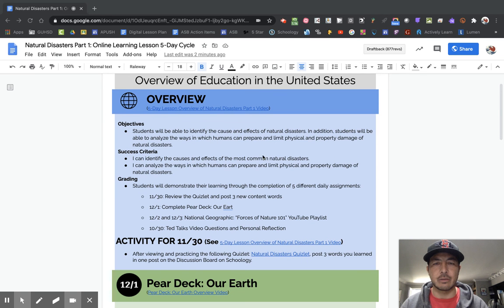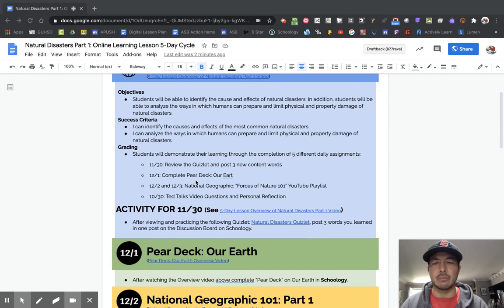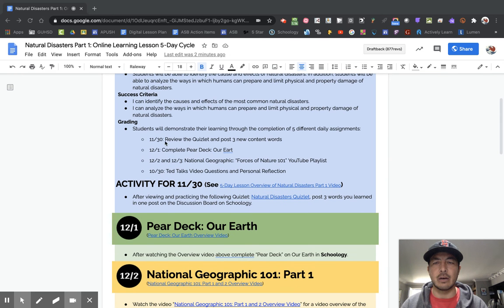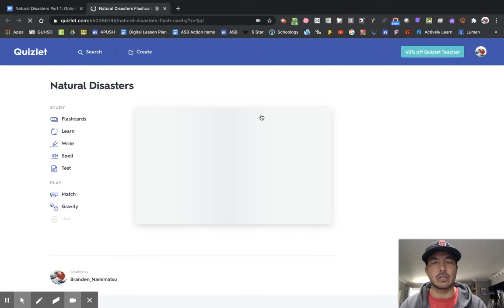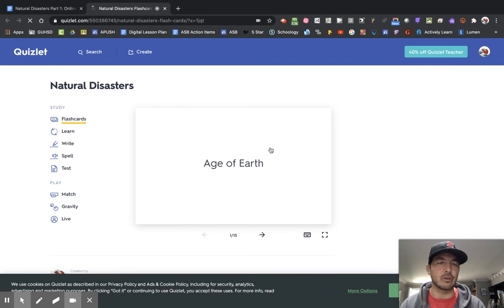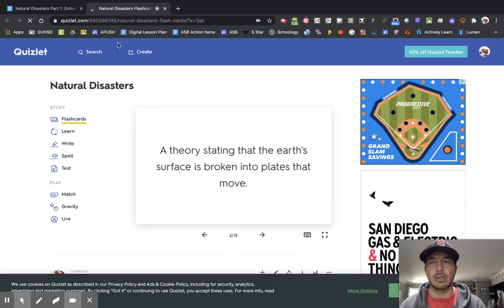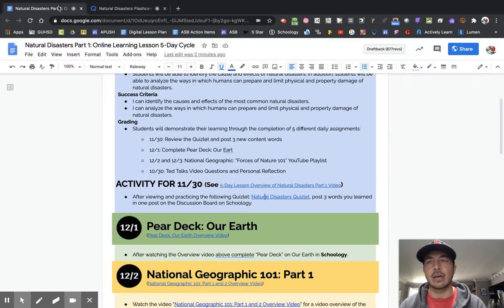You can see some of those items right here, just going day by day. Today, you're going to be reviewing the Quizlet. These are the directions, and we have a Quizlet right here. I'll go ahead and click and open. There are approximately 15 terms in here. Just to get you familiar with the unit, look at these 15 terms, learn on the other side what they mean, and choose 3 of the terms that you learned and post those to the discussion board on Schoology.